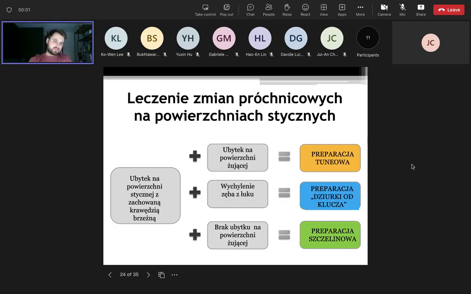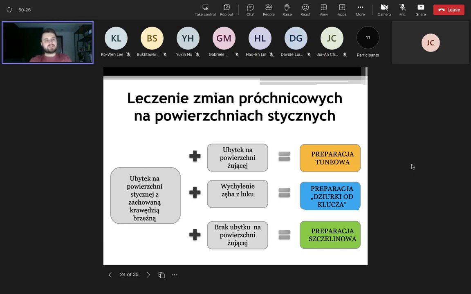So, I don't know why this part of the presentation is in Polish, but I will translate it for you. Here we've got several approaches to minimally invasive preparation of caries cavities located in the proximal surfaces.